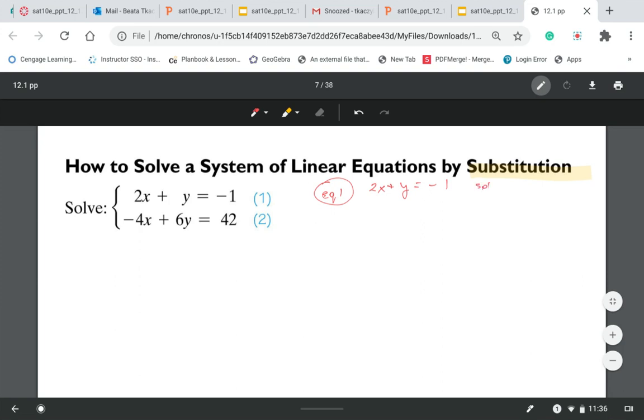So solve it for y. We will subtract 2x from both sides, and we're getting y equal negative 2x minus 1. Okay, and let's save it. So this is equivalent equation 1. Again, it's still the same equation 1, like here, but it's written in slope-intercept form.